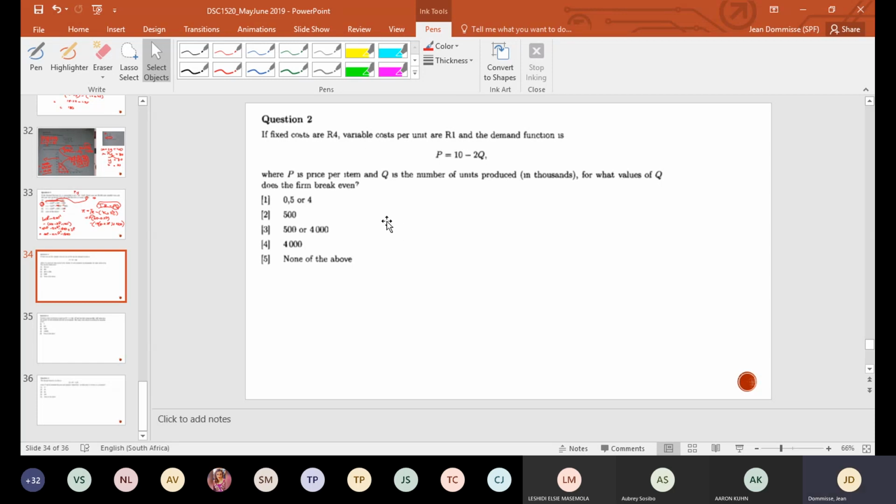Break even. Okay, so let's quickly check this one. A fixed cost of 4 Rand, variable cost per unit is that, and the demand function is that. The price is that.